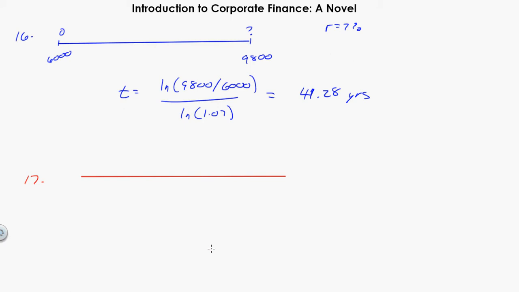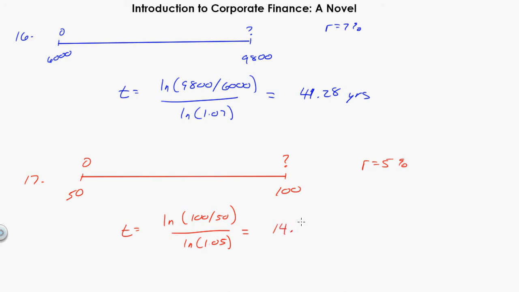And let's just put 17 right here. So number 17, I deposit $50,000 today. So here's today. I'm going to put 50 instead of 50,000, and I'm going to have an interest rate of 5%. And I don't know how many years, and I'll get 100,000. I'll just put 100 instead of 50, because all it's doing is doubling. So the time is the natural log of 100 divided by 50, which is the natural log of 2, divided by the natural log of 1.05, and that is equal to 14.21 years. Okay, so that's finding interest rate and finding time.